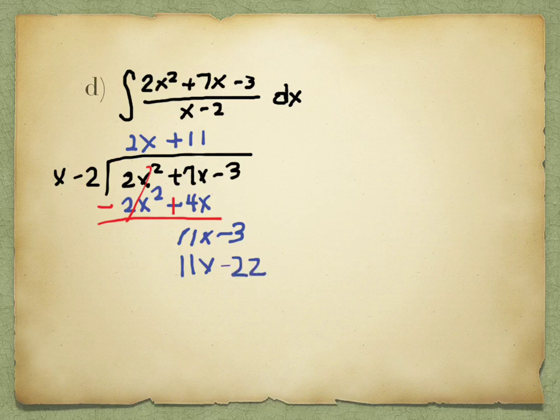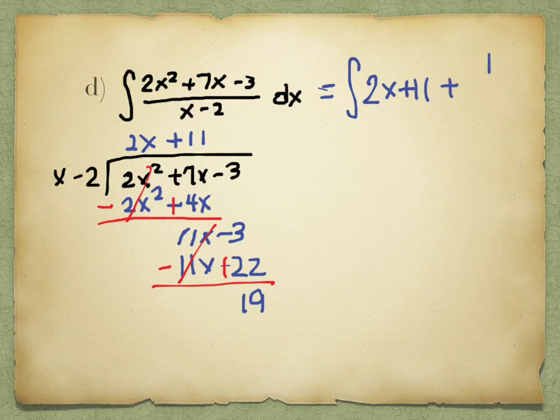-22. And then what do I do? Subtract by changing my signs, exactly. Perfect. All right then, so what happens next? Let me see that way. Those 11x's cancel, and I get 19. Now here's the cool thing about this. Notice that what that means is I can rewrite this fraction (2x squared plus 7x minus 3) over (x minus 2) as 2x plus 11 plus 19 over x minus 2.